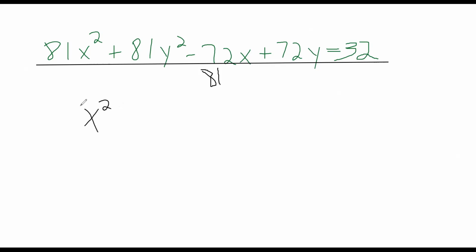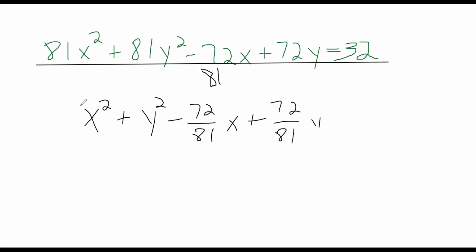That's going to leave me with x squared by itself plus y squared minus 72 over 81 x plus 72 over 81 y equals 32 over 81. Something that is going to be especially frustrating is that this 32 over 81 does not simplify, or rather it already is a fraction in lowest terms, because 32 is just a bunch of 2's in its prime factorization and 81 is a bunch of 3's, so they're not ever going to have any cancellation.